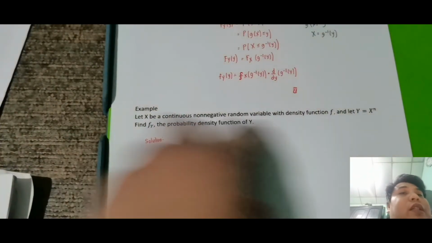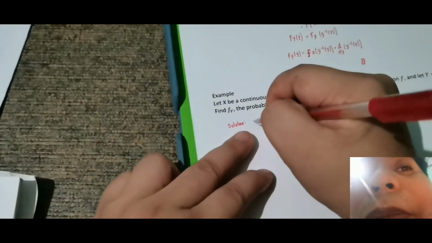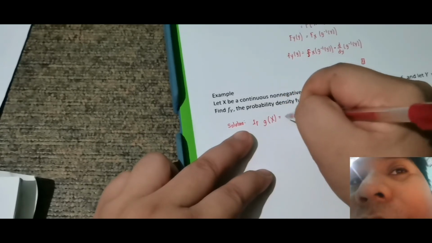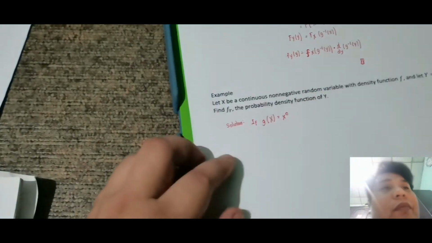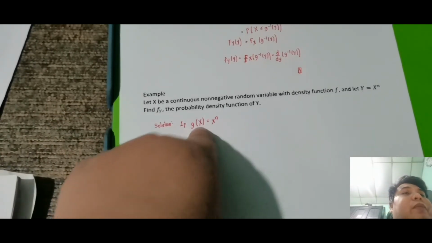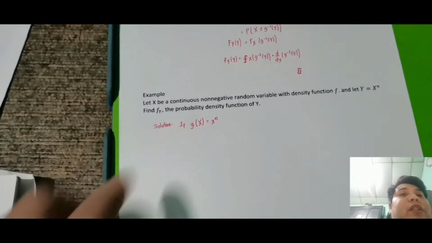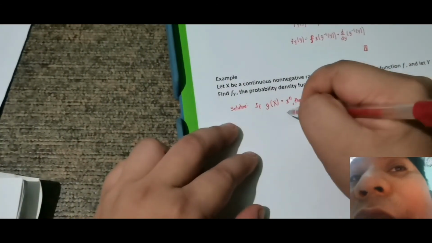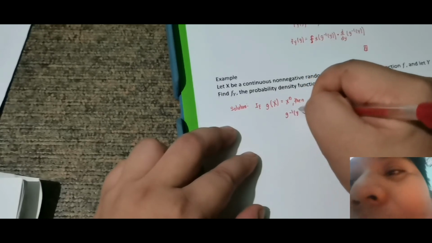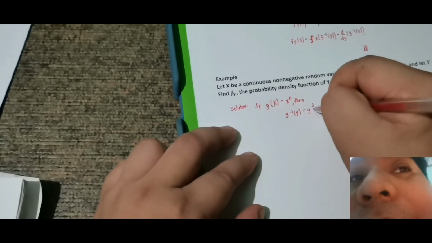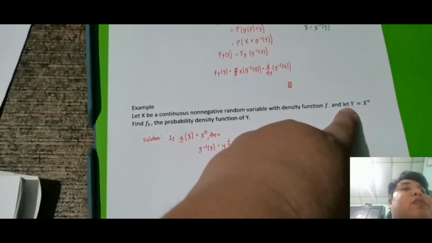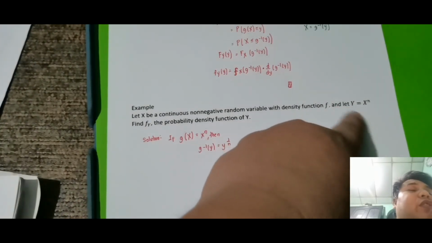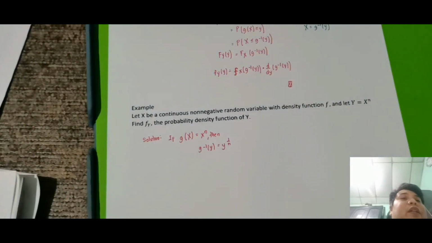Solution: this is just, we let g of x be simply equal to x raised to n. Okay, if g of x is equal to x raised to n, then by the theorem, we can get g inverse of y equal to y raised to 1 over n. So I get the inverse of this. If this is g, its inverse is y raised to 1 over n, because they are inverse functions of each other. Okay? So that is what we will do.